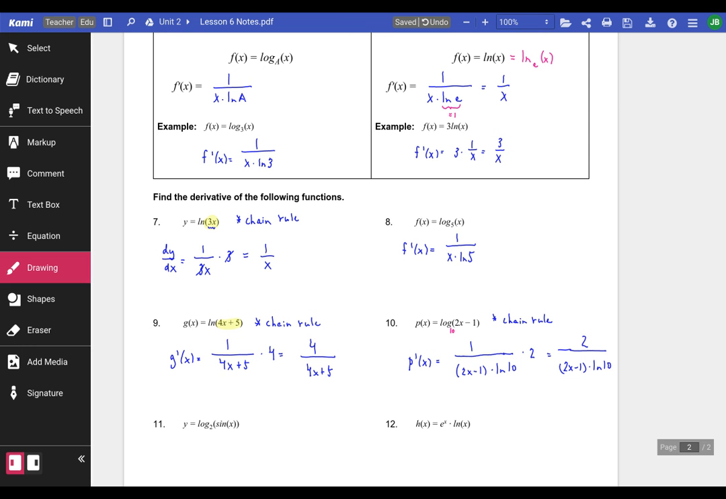Now, it probably looks tempting to cancel something because I see a lot of 2's or factors of 2, but here we can't cancel anything. This is as simplified as we can go.